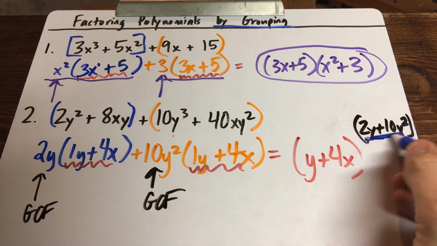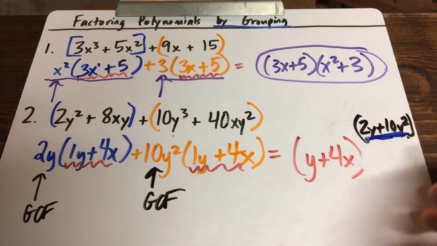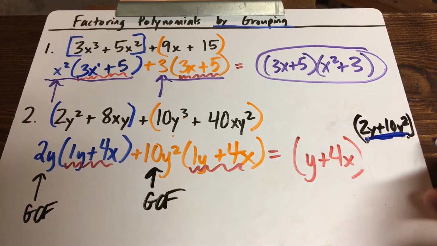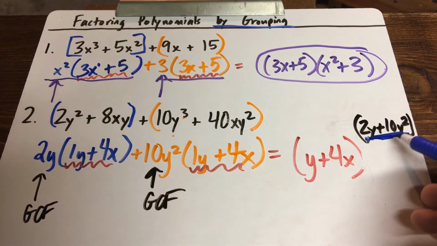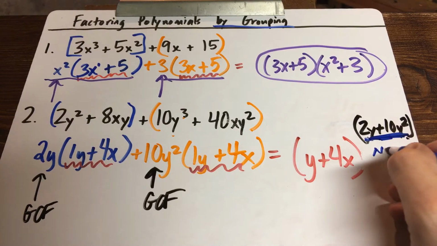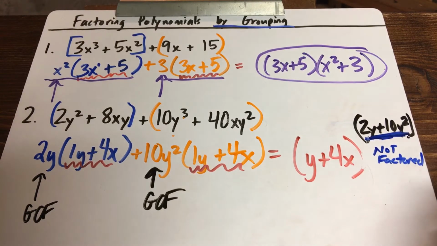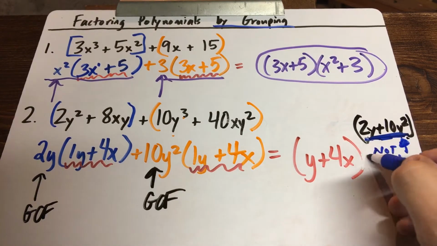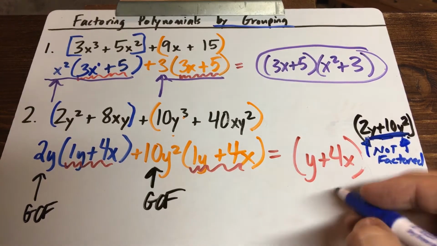Can I still factor something out of here? And actually, I can. Can't I divide both these by 2? And don't they both have a y in them? So if I was being really good on this, I should say, wait a second, this is not factored all the way yet. This is not completely factored. I can divide both those by 2, and I can take a y away from both of them. So let me actually do that way down here.